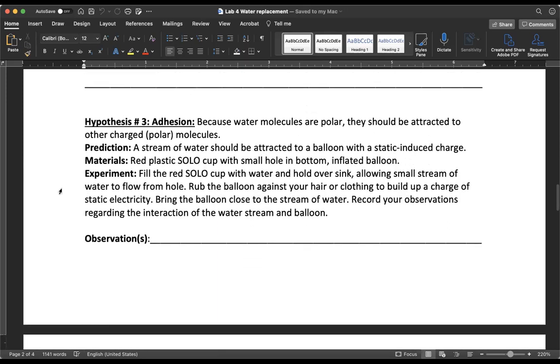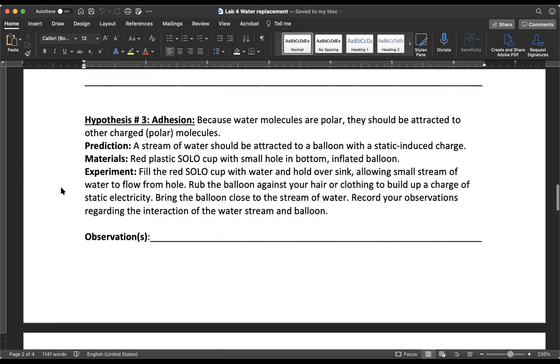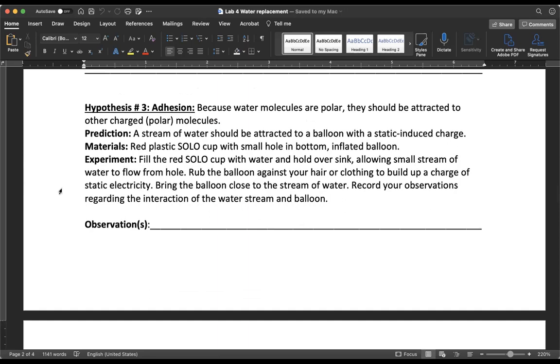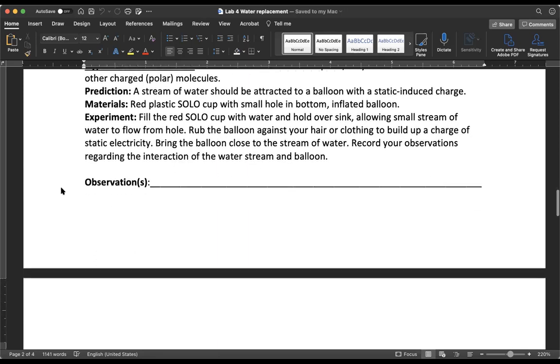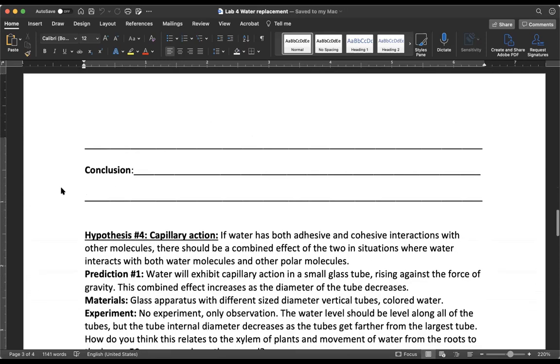Again, the balloon and the stream of water from the red solo cup. We induced static electricity in the balloon, and the static charge of the balloon pulled the stream of water off of directly vertical. So you could tell that there is a charge of some sort in that water. So that is, again, another demonstration that water is polar. It's attracted toward that statically charged balloon.